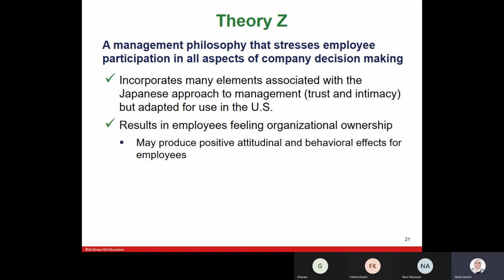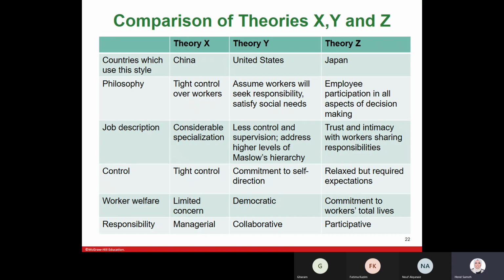When we compare the three theories, you can see that theory X initiated in China, Y in the US, and Z in Japan. We find much difference in participation in decision making, control, supervision, worker welfare, and responsibility. Here we have very tight control, collaboration between the management, but here we have more trust and intimacy. They focus on many other aspects that give the employee more freedom.